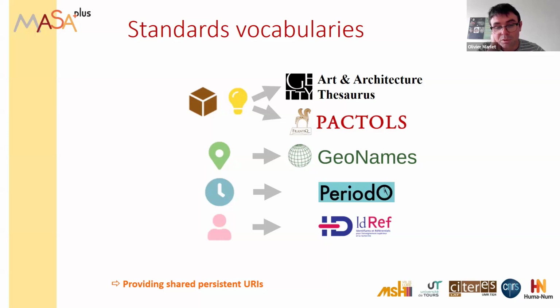For dating, we use PeriodO, the period gazetteer, especially for metadata, since our data often includes dates that are more precise than PeriodO periods. Finally, for authors, we use IdRef and VIAF, which references all authors. All these repositories provide persistent identifiers that refer to the concept. The use of these repositories, which are widely used by our communities, makes our data interoperable.